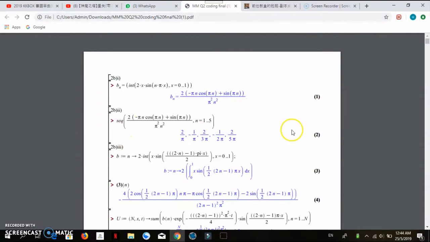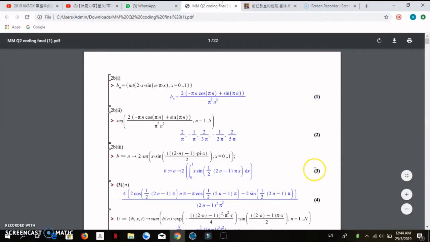Hello, I'll be doing the explanation for 2b, part 2 and part 3. For formula 2, I will find the first term to the fifth term by the sequence of the formula given. That's how we get part 2. For part 3, formula 3, we will let Bn be 2 integrate x sine (2n minus 1) pi x over 2 from x equals 0 to 1. That's how we get formula 3. For formula 4, we will evaluate formula 3. That's how we get formula 4.